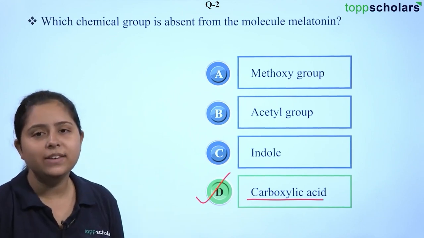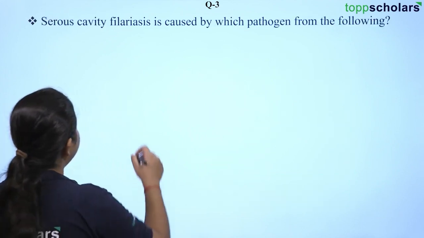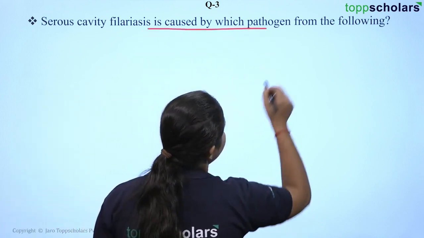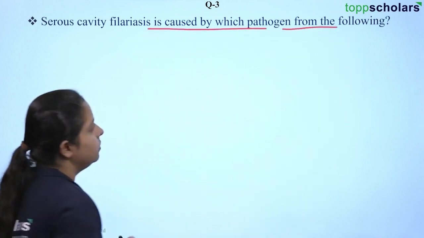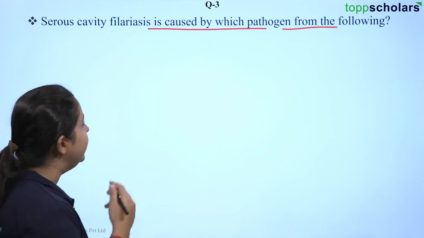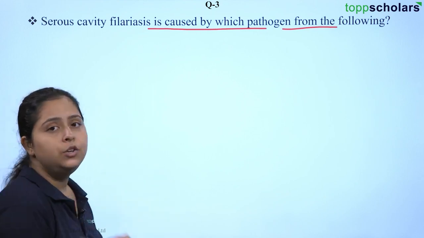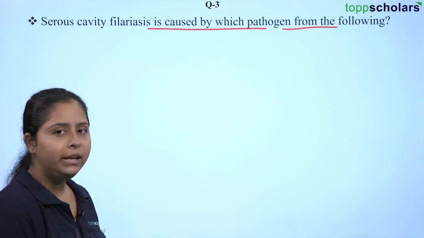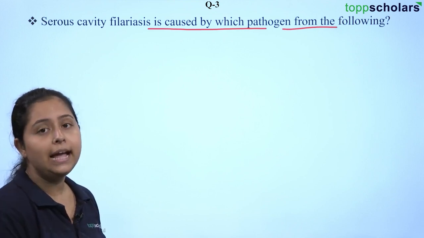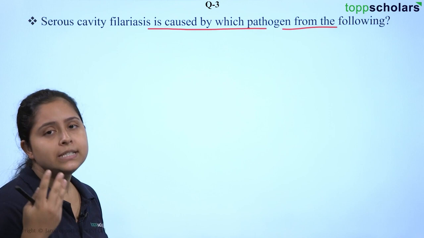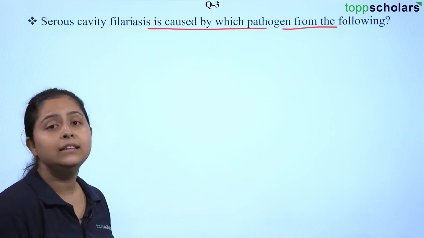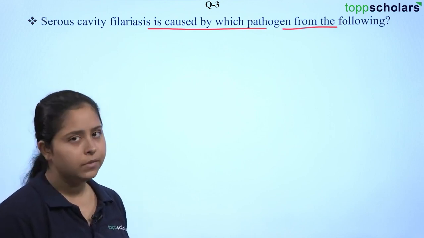Now, let us proceed with the next question. Serous cavity filariasis is caused by which pathogen from the following? So, here directly you are being asked the causative agent. Filariasis, you must have heard about lymphatic filariasis. Therein, the organ which is infected is generally the legs of the patient.